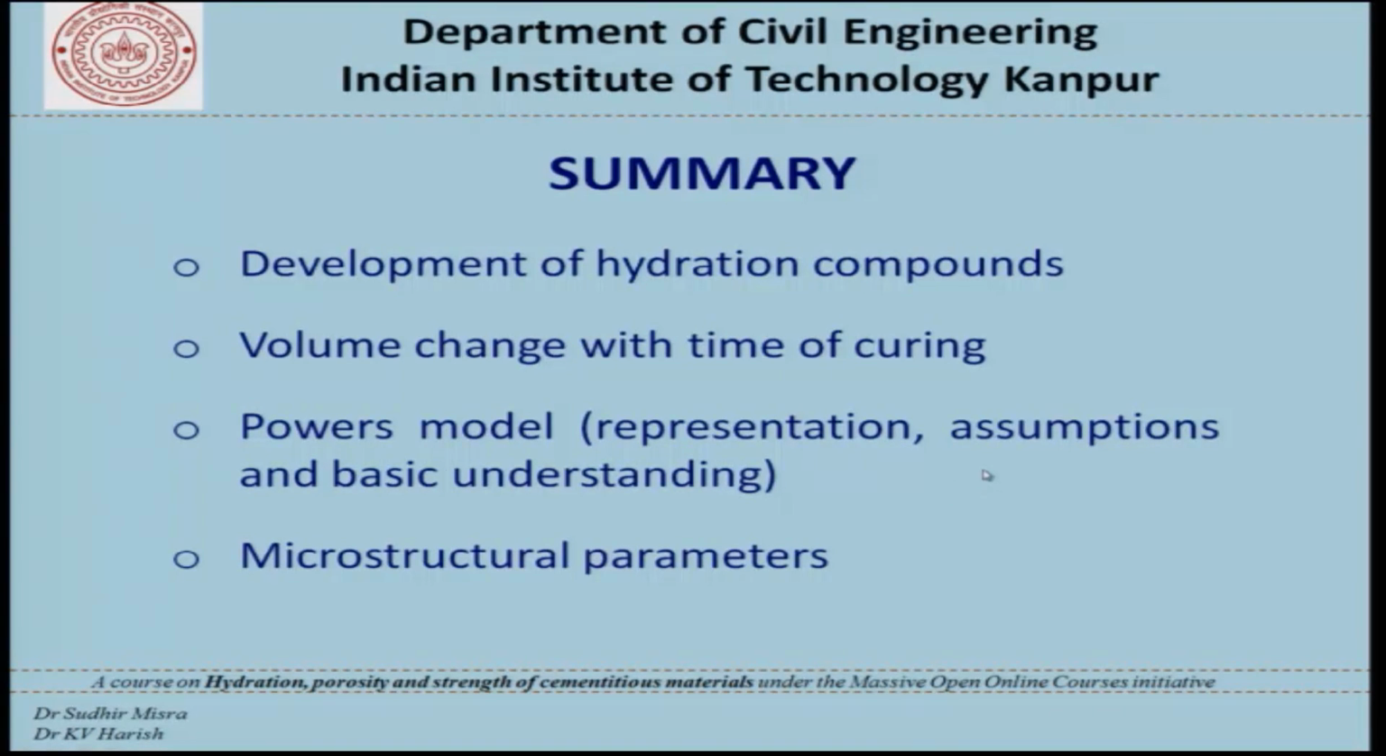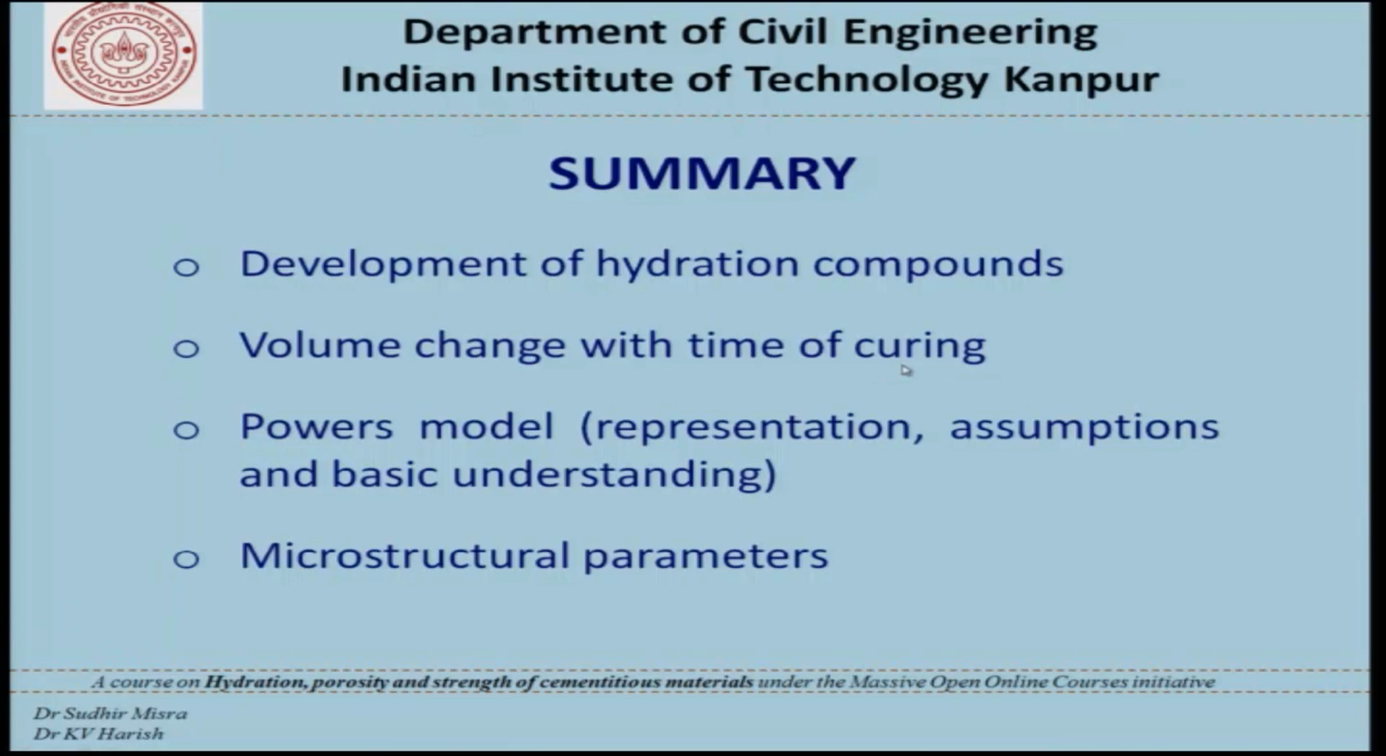So, in summary, what we have seen until now is the development of hydration compounds. We have seen the different compounds that may be formed from the time water is added to cement to the time it achieves, say, 80 to 90% hydration, which is until 28 days or 90 days. We have also seen how the volume changes with time of curing, and an introduction to the Powers model, understanding through representations some of the assumptions made in the model. We have also seen the microstructural parameters like degree of hydration and gel to space ratio.